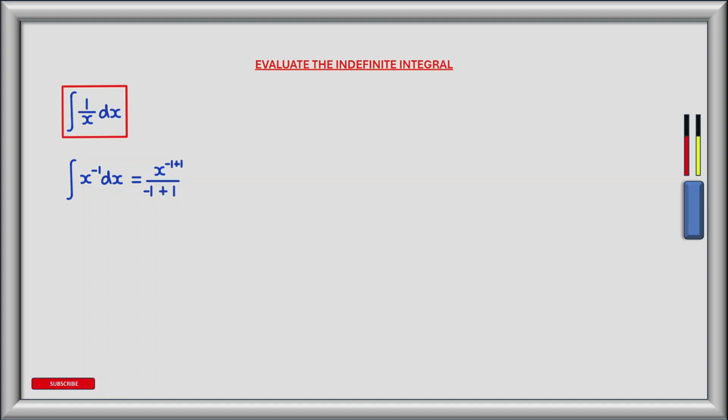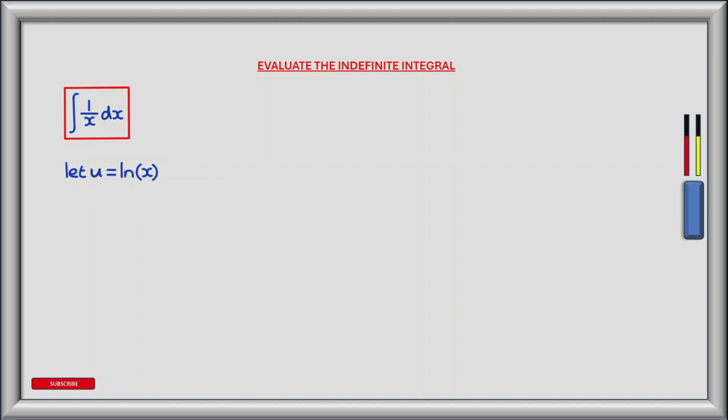Applying the power rule to integrate this, we add 1 to the exponent and divide by the exponent plus 1. So we get x to the power of 0 divided by 0. And as we can see, this is indeterminate as we have a divide by 0. So let's try a substitution method to evaluate this.